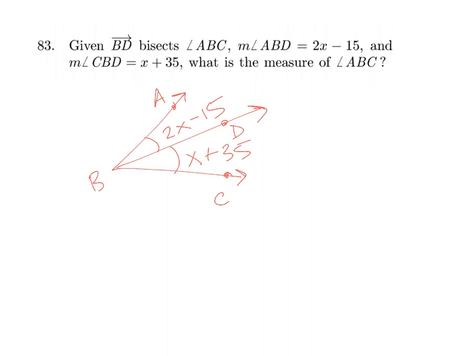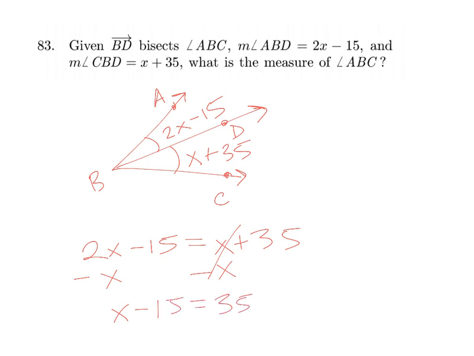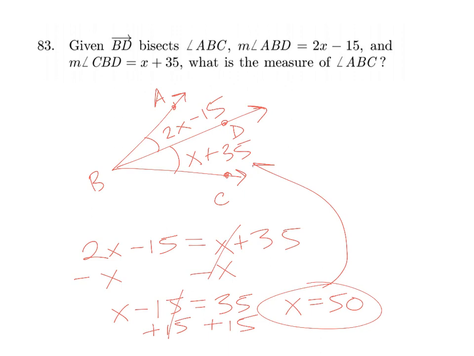Okay, well, since the angles are equal, I set 2x minus 15 equal to x plus 35. Subtract x, I get x minus 15 is equal to 35. I add 15, and x is equal to 50. Alright, take that value and plug it in, and I get 85.